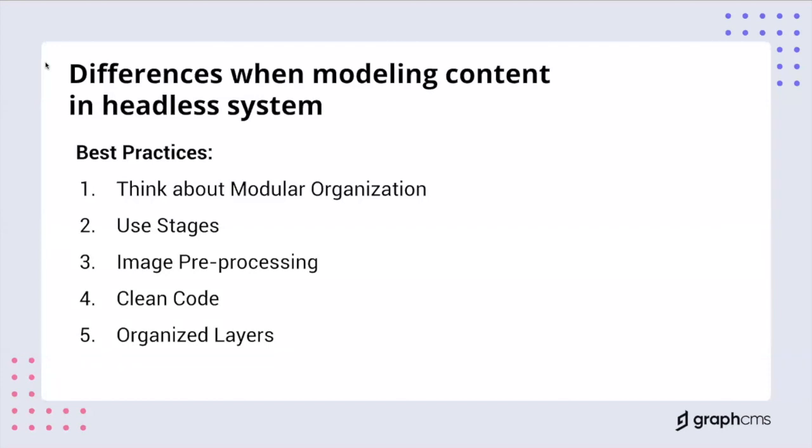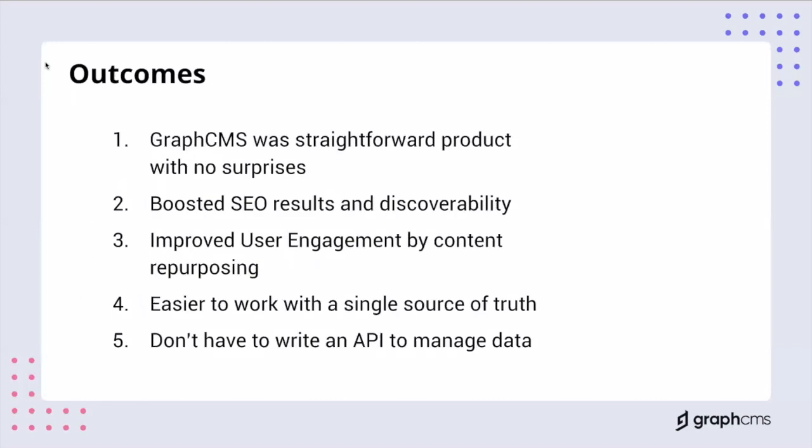Oh, that's great. Let's come to the last section here, and that's the outcomes that you experienced. These are the 5 points that you'd given me when asked about what your total overall outcomes were: that you had a straightforward product with no surprises, that there were some SEO improvements or opportunities to embrace modern SEO best practices, the improving of user engagement, that it's easier to work with a single source of truth, and that you don't have to write an API to manage data. Maybe you can give a couple of quick thoughts on each of those points.